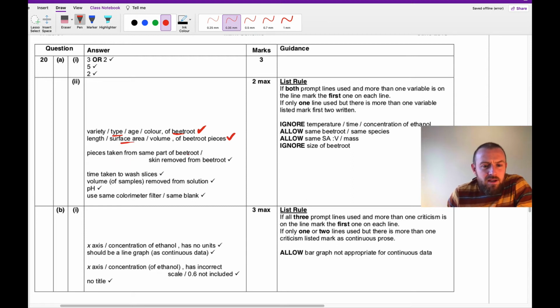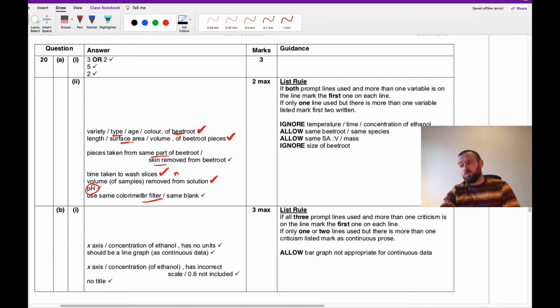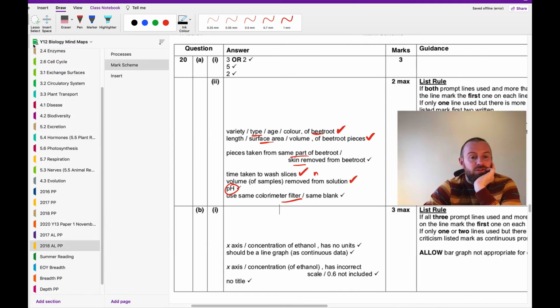What else could we have had? Same part of beetroot, skin removed, time taken to wash the slices or number of times you wash the slices, volume of samples. These are things that we actually did label on that mark scheme. pH, that's an interesting one, hadn't thought of that. Same colorimeter filter. So we would probably test this using a blue filter to look at the red absorbance. We'd use a blue filter, I think. Okay, going back to the paper.